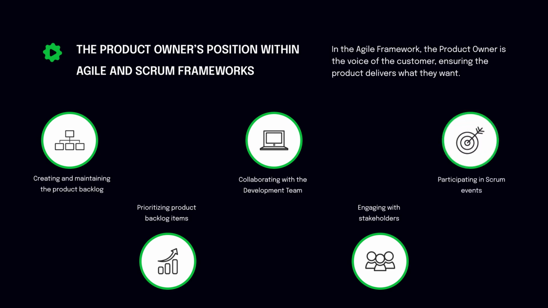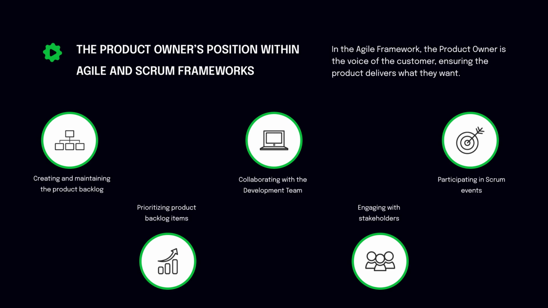Participating in Scrum events. Finally, the product owner actively participates in key Scrum events such as sprint planning, daily Scrum, sprint review, and sprint retrospective. They collaborate with the Scrum team during these events to ensure everyone's aligned, transparent, and continuously improving.